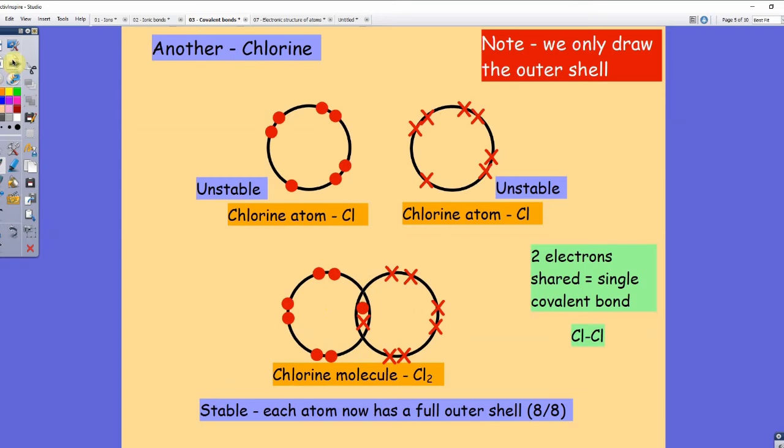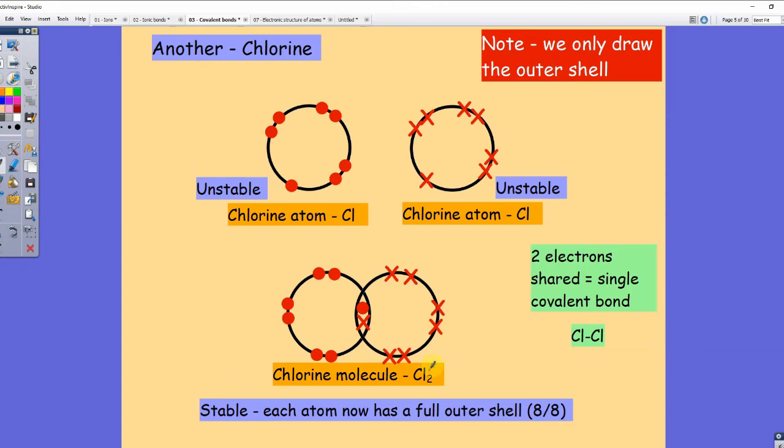If we look at more complicated ones, here we've got chlorine, and again, note this, we only draw the outer shell, don't try and squeeze in the other shells inside. This chlorine atom, because it's in group 7, has got 7 electrons in its outer shell, and this one in group 7 has got 7 electrons in its outer shell, and this is unstable. So if they overlap their outer shell, they put 1 electron each in this overlap, they've now each got 8 electrons in their outer shell, so now it is a much more stable chlorine molecule.